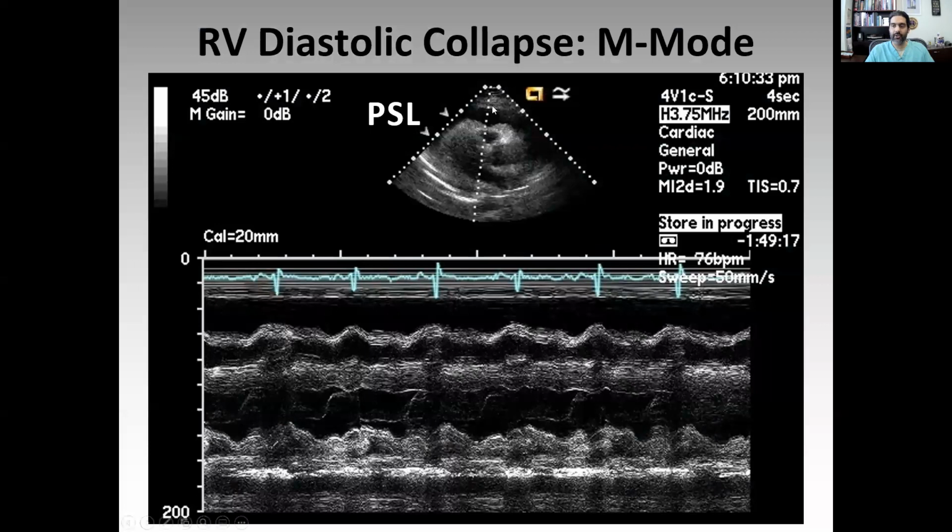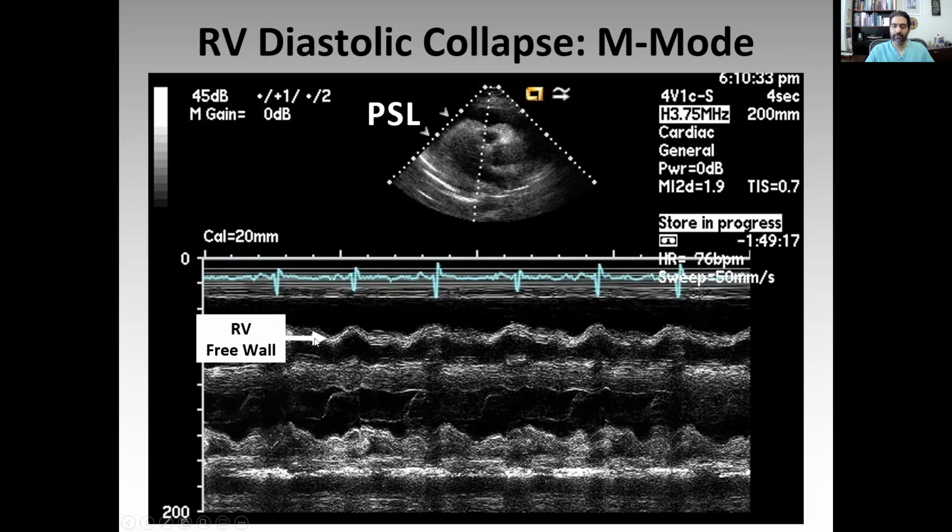So if we look at the structures that this line is going through, it's going through the pericardium, through the pericardial effusion, through the RVOT free wall, through the RVOT chamber, through the septum, through the LV chamber, and finally through the mitral valve. So these are the structures we're looking at here.